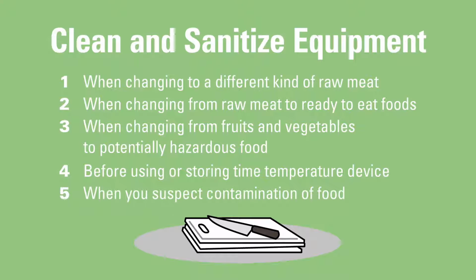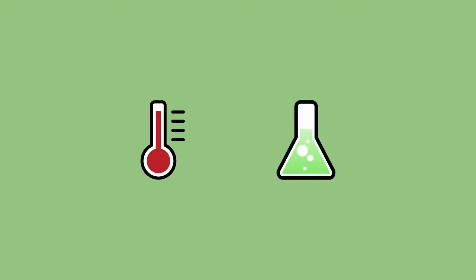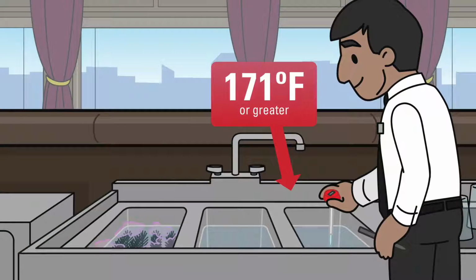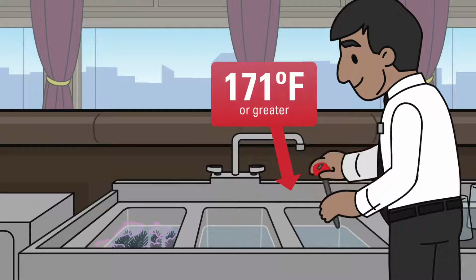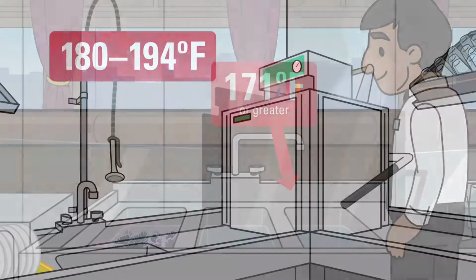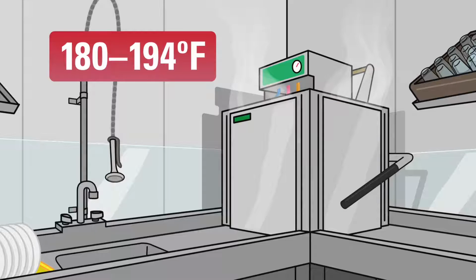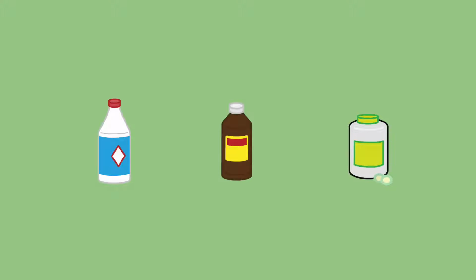There are two main ways to ensure sanitation of your equipment and surfaces: heat and chemicals. In order for hot water to be used as a sanitizer, the water must be at least 171 degrees Fahrenheit and have at least 30 seconds of contact time. Dishwashing machines that use hot water as a sanitizer need to heat the water to 180 degrees Fahrenheit to sanitize your equipment. Chlorine, iodine, and quaternary ammonium compounds are often used in food establishments to sanitize utensils and surfaces.